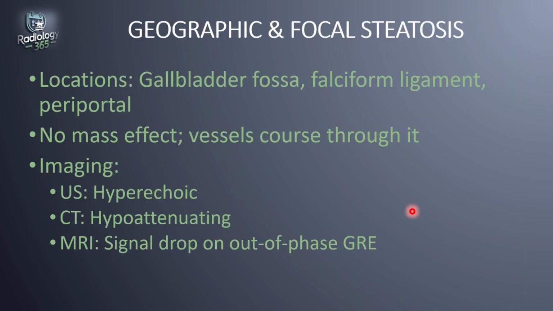Focal fat doesn't cause mass effect. Vessels are seen to run through it without displacement, and it often occurs at typical sites. We mentioned some of them at the beginning: the gallbladder fossa, falciform ligament, and the periportal areas. It appears hyperechoic on ultrasound, hypoattenuating on CT, and will show signal dropouts in out of phase MRI images.